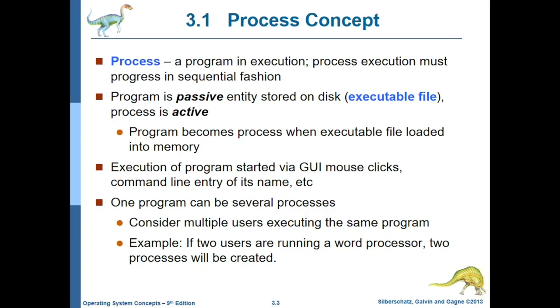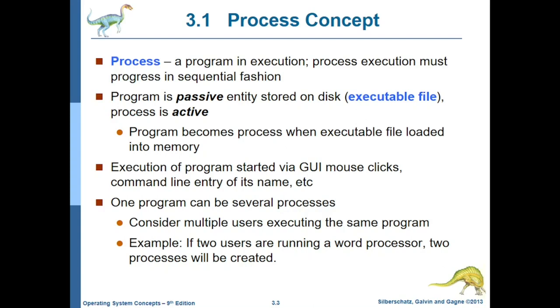A program can be executed multiple times, creating multiple processes. For example, if you double click on the word processor icon on your desktop, you are creating a process that runs the word processor program. One program can also create several processes. For example, if a user is running the same word processor program to open or create two different documents, they are creating two different processes that run the same program.